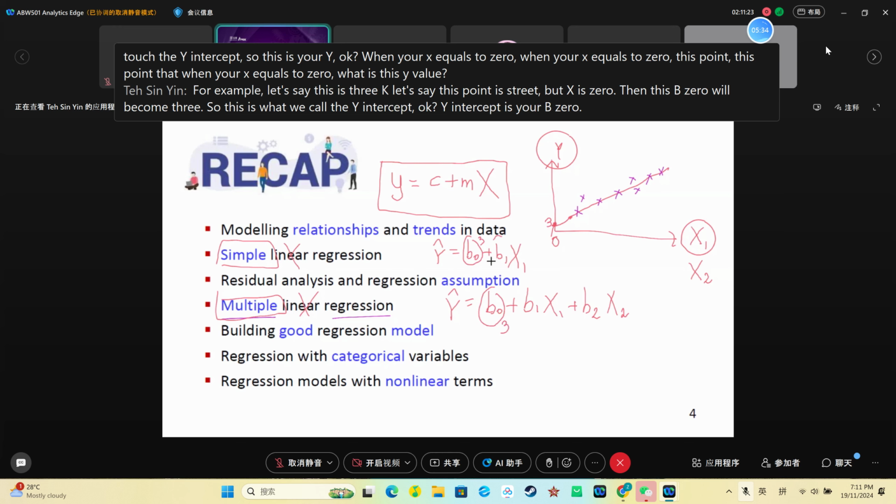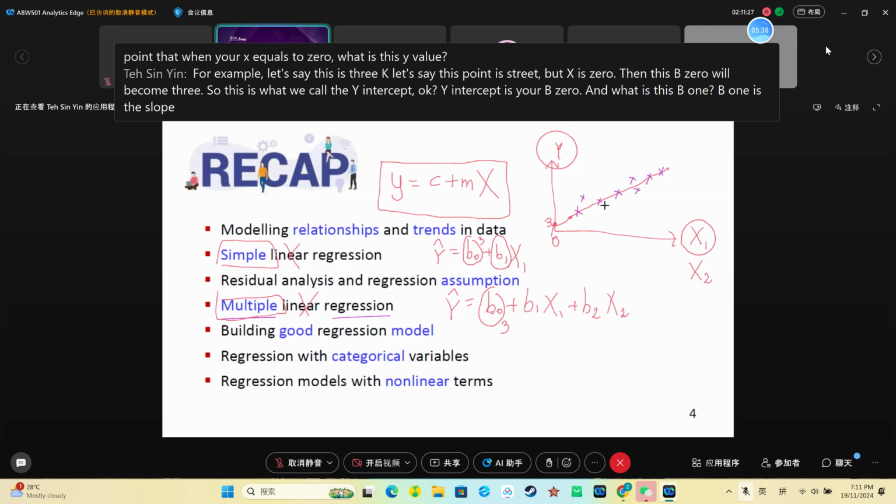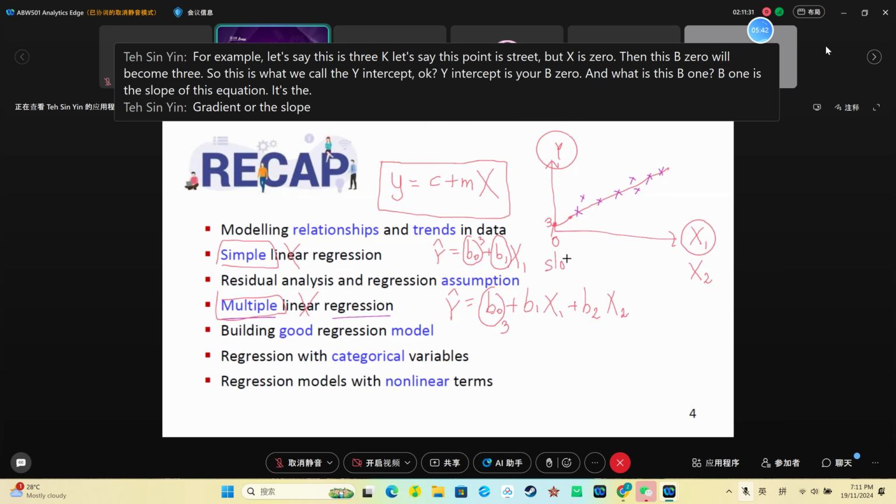And what is this B1? B1 is the slope of this equation. It's the gradient or the slope. You can say it's the slope or it is the gradient. Slope and gradient, they are the same.